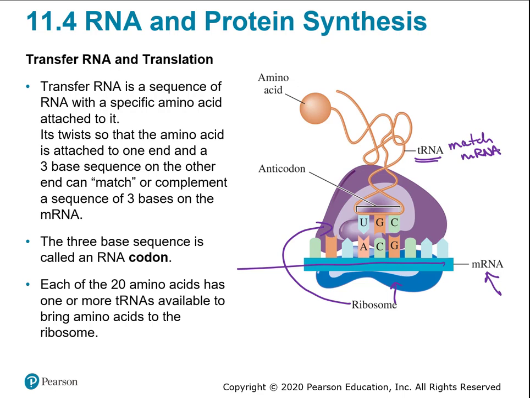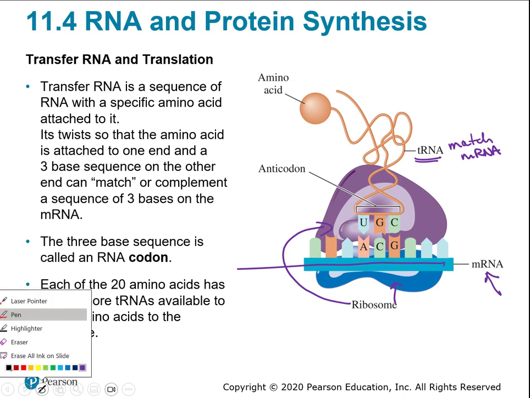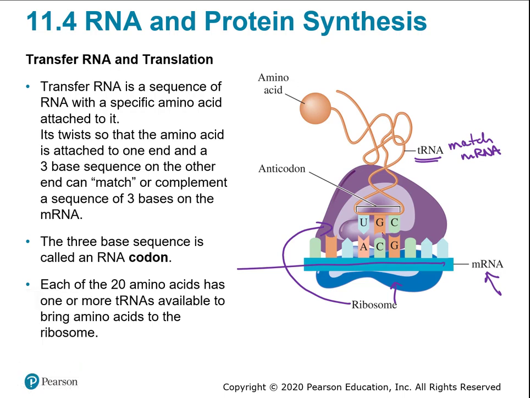But there are 3 bases on the tRNA that will complement the sequence of the mRNA. So notice here, where I have a G on the mRNA, the tRNA will have a C, because G and C can hydrogen bond. Wherever I have a G, there's a C, and where I have an A, I'll have a U. So we'll have hydrogen bonding here, here, and here. That allows those to fit together.